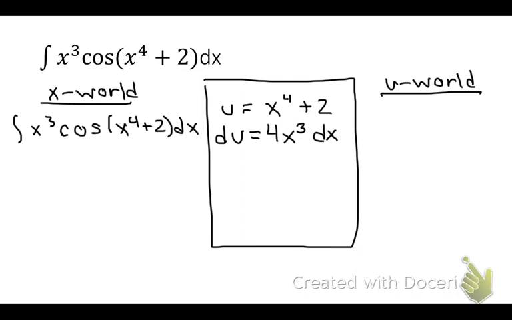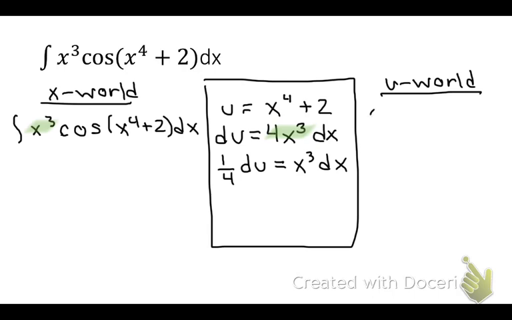Now, notice that in our initial integral in x world, we don't need 4x cubed, we just need x cubed. So we're going to have to do a little extra work on this one, and we're going to be able to say that 1/4 du equals x cubed dx. I just divided by 4 there to get my x cubed dx isolated. Alright, let's bring everything over to U world now.